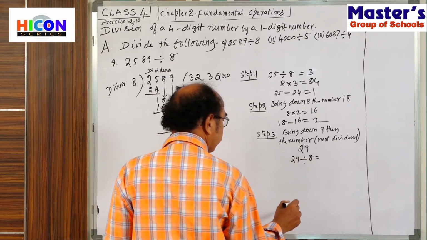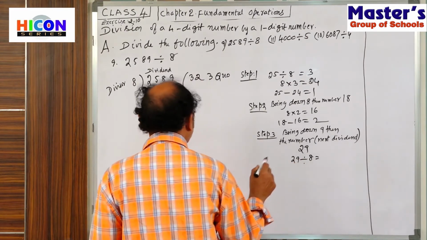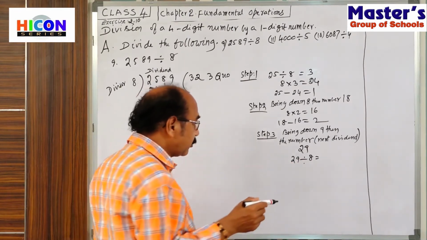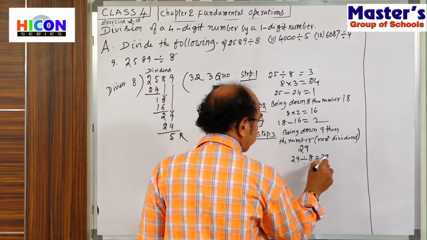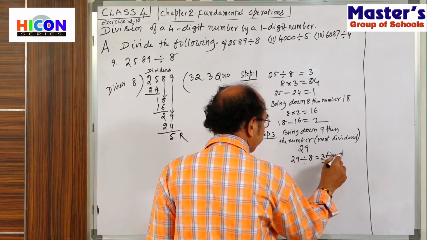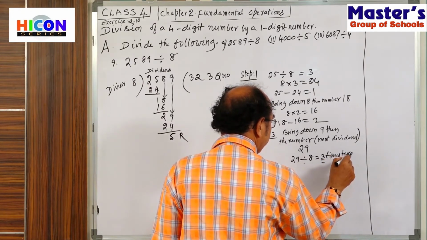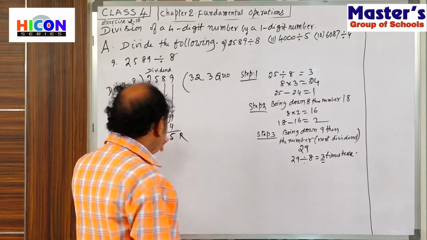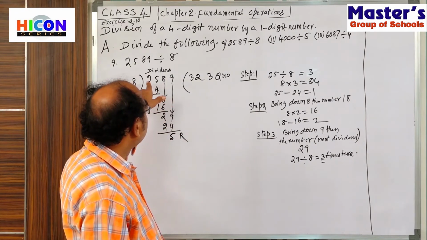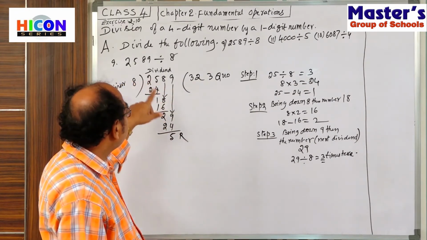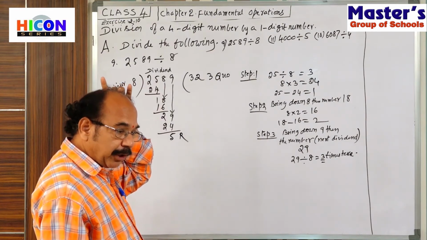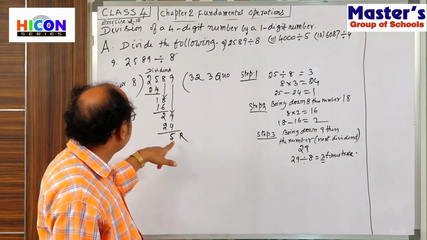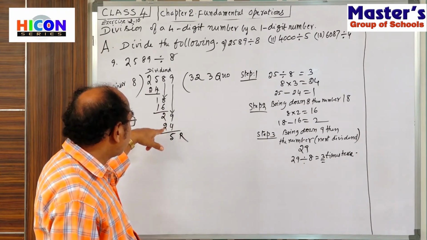How many times? 8 3s are 24. 8 4s are 32, which is more. That's why 3 times. Here 8 3s are 24. What is the remainder? 5. All the digits have been taken from the dividend, all the digits were brought down. That's why 29 divided by 8 means 3 times, 8 3s are 24, remainder is 5.